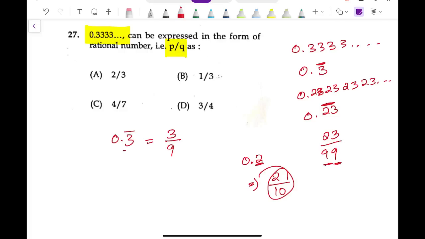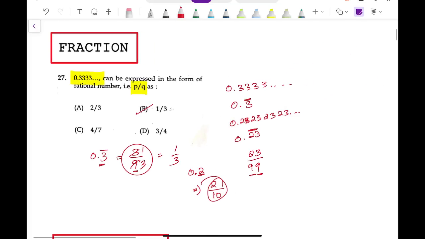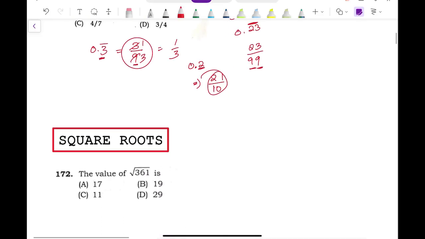If only one number is repeating, then we write this. But in your answer, if you look around, this is not there, which means you cancel this. 3 ones are 3, 3 threes are 9. So the answer here is 1/3. This is a question from PYQ, NSSB. So that's how we express it. If you express any non-terminating decimal number in terms of p by q form, you just put 9 in the denominator if there is one number repeating, 99 if there are two numbers, 999 if there are three numbers, and so on.